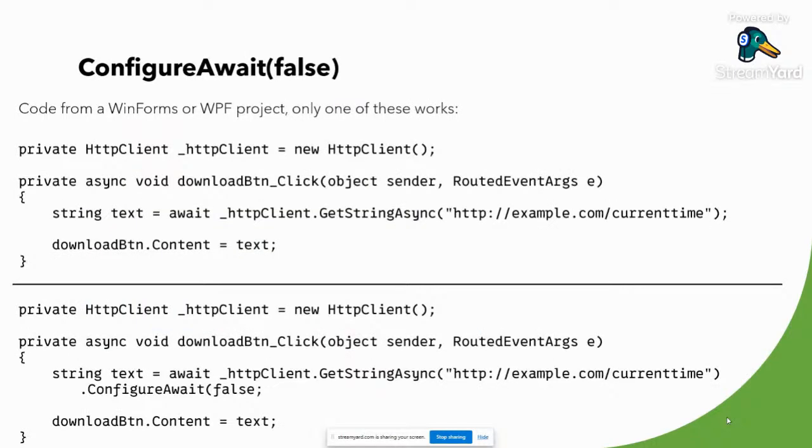All right, ConfigureAwait false. I'll just leave you a minute to read these two blocks of code. It's basically the same thing. The only thing that's different is this one says ConfigureAwait false. It's missing a bracket, but don't mind that. Just imagine that it's there. And this one doesn't, and only one of those two works. This is WinForms or WPF, whatever floats your boat. Which one works, which one doesn't?